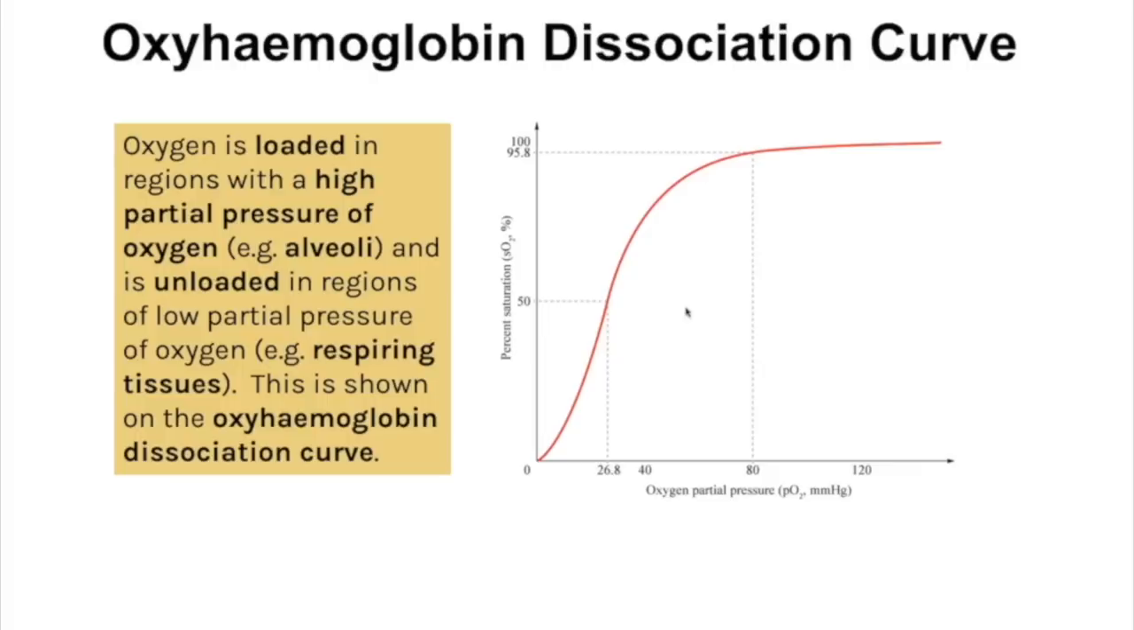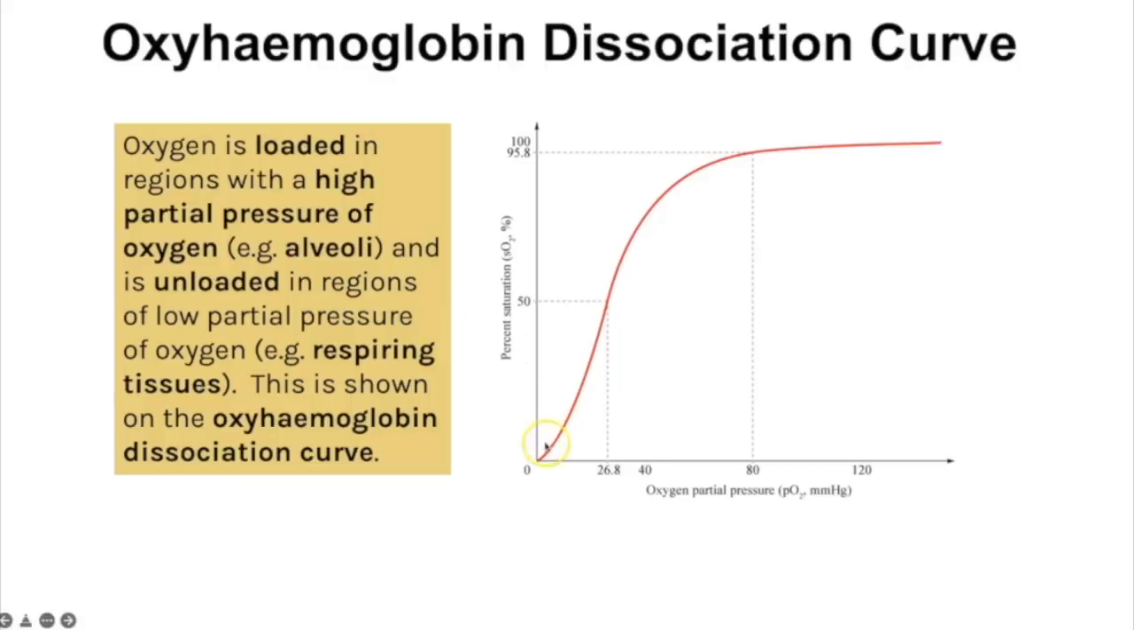The oxyhemoglobin dissociation curve is a way to look at how haemoglobin behaves in different conditions. Oxygen is loaded in regions with a high partial pressure of oxygen. So what that means is when haemoglobin is in areas with a lot of oxygen available, such as the alveoli, it will be able to pick up lots of oxygen. In regions with a low partial pressure of oxygen, for example respiring tissues, haemoglobin unloads the oxygen.